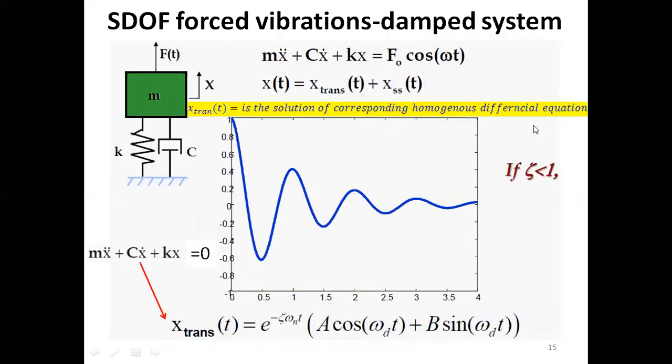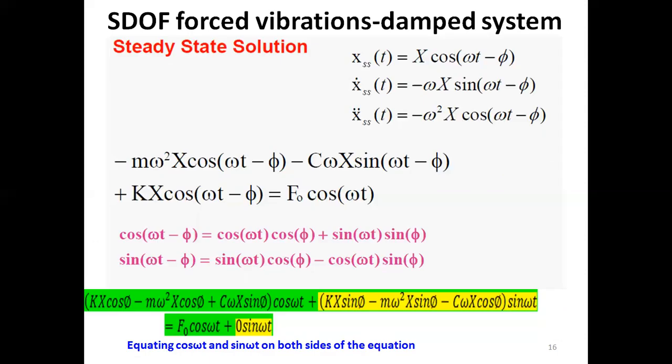So putting in for x double dot, x dot, and x in our equation of motion for the system, after doing that we got this equation. In the equation we have cos(ωt − φ), sin(ωt − φ), and again cos(ωt − φ). So using the trigonometric identities, cos(ωt − φ) is equal to cos ωt cos φ plus sin ωt sin φ, and sin(ωt − φ) is equal to sin ωt cos φ minus cos ωt sin φ.